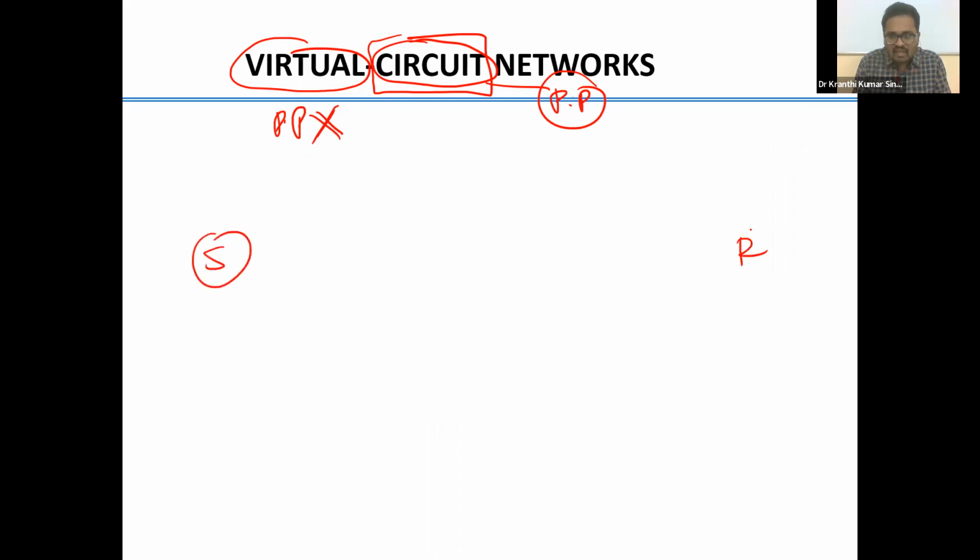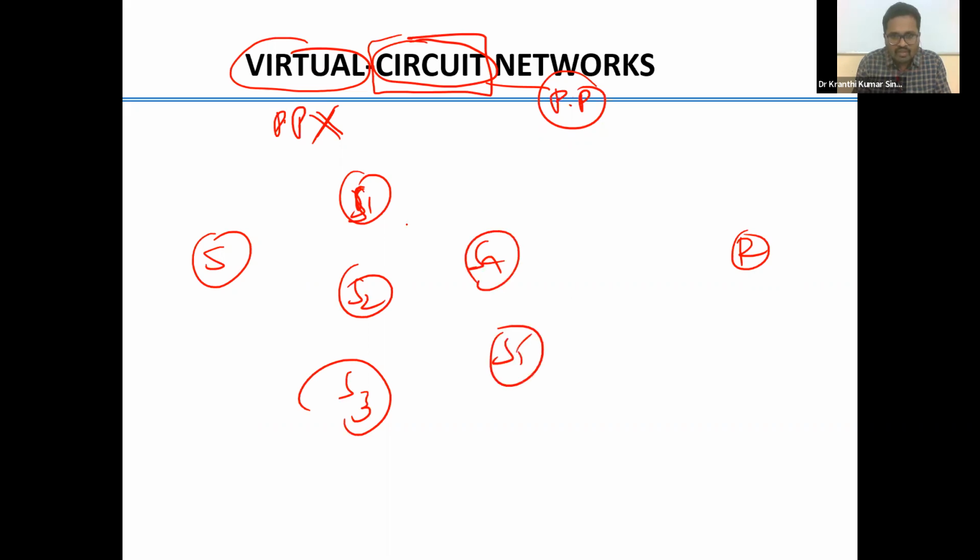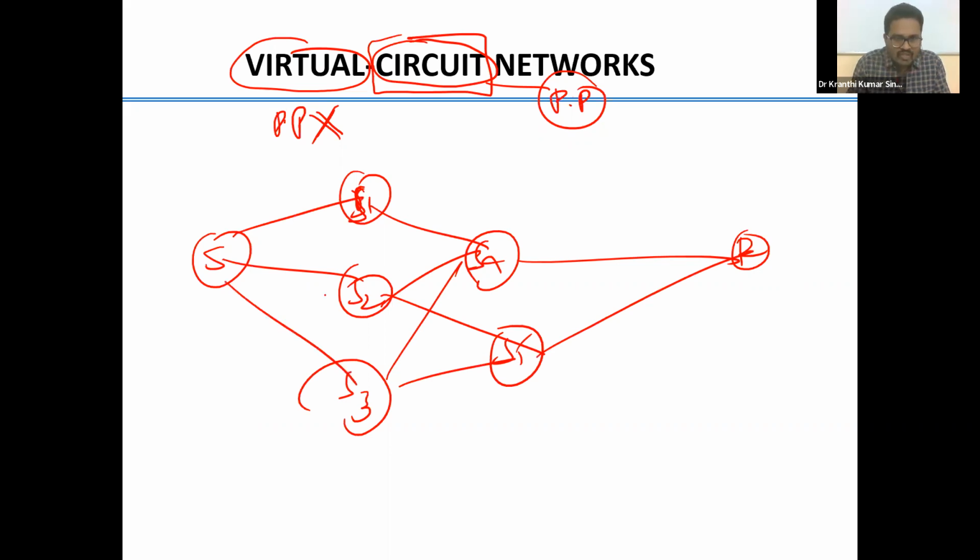Virtual circuit. In the case of a circuit switching network, we use a physical path, a physical device. Virtual circuit means here we are not using any physical path. That means sender and receiver, here we have router 1, or maybe switch 1, switch 2, switch 3, switch 4, switch 5. We are following many ways. So how many possible ways are there here? Source and destination. In how many ways can I reach from source to destination?